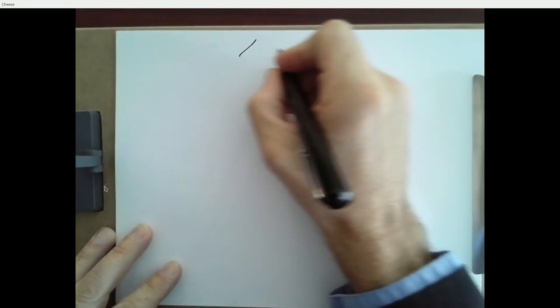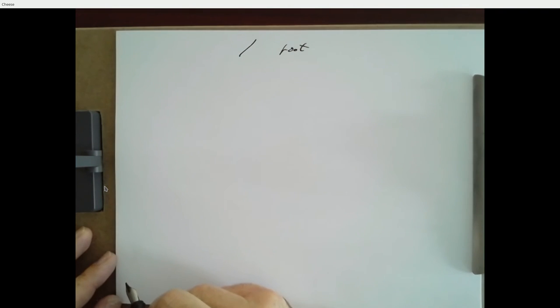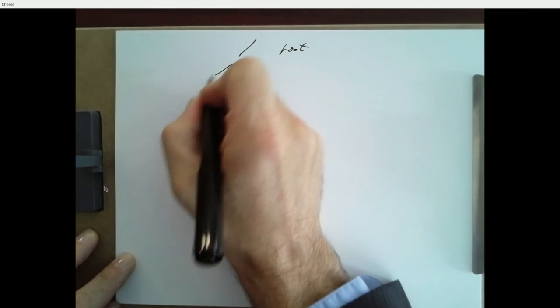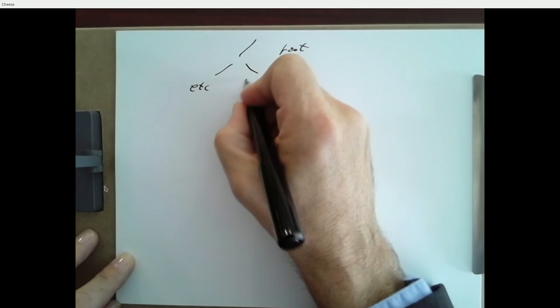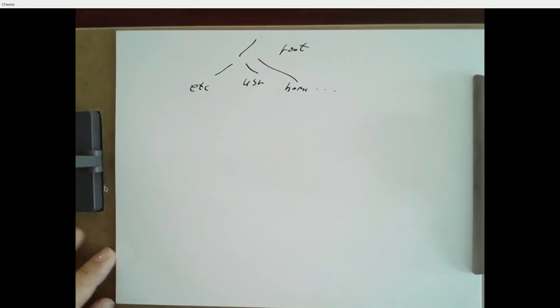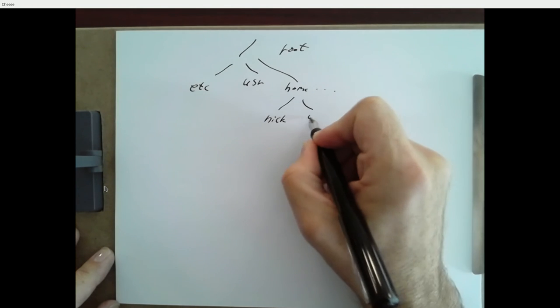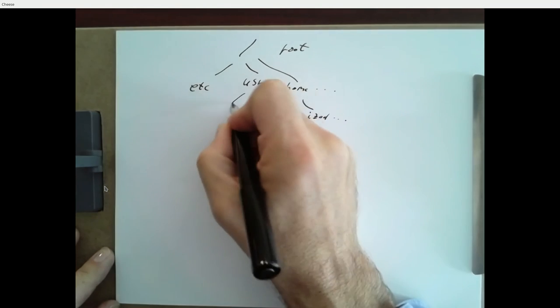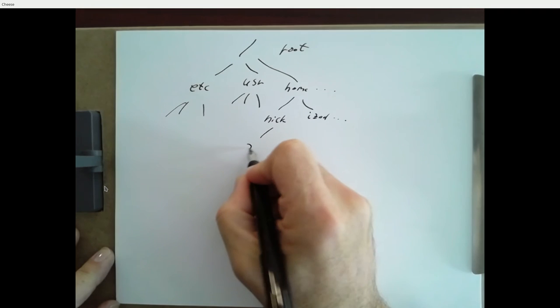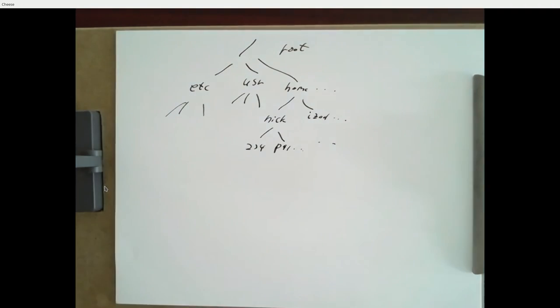So there's a hierarchy of files. There's a top level directory called slash, which we call root. And that has subdirectories under it, etc, usr, home, and so on. And each of these has subdirectories underneath it. And each of these might have subdirectories under it. And so on. And there's a whole hierarchy, right?